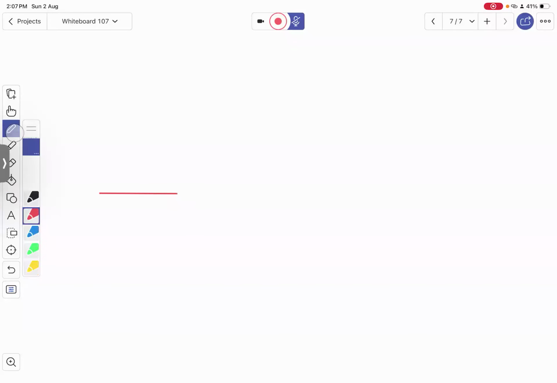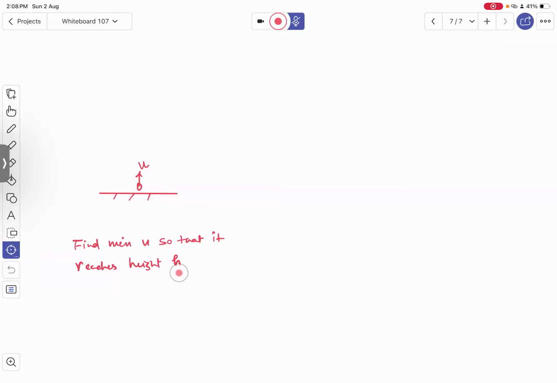So tell me, suppose here I have an object thrown upward with speed u. If I ask you, find the minimum u so that it reaches height h. Any idea? The job is for him to reach the maximum, to reach the height which is h. That is the only job. And we have to throw him with the minimum possible speed. So what will it be? The speed for which his velocity should become 0 when he is at that height, or not.